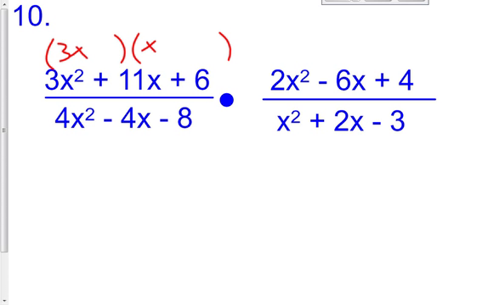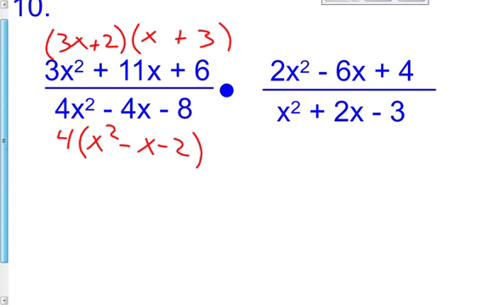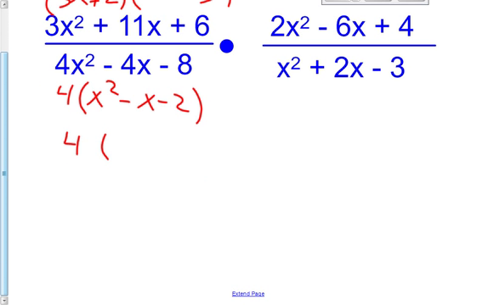3x and x with a positive 3 and a positive 2. Hopefully you saw that in the denominator on the bottom left, you can take out a 4 first. So now you have x squared minus x minus 2. First take out that GCF, and now we can factor further to make it x and x with a negative 2 and a positive 1.